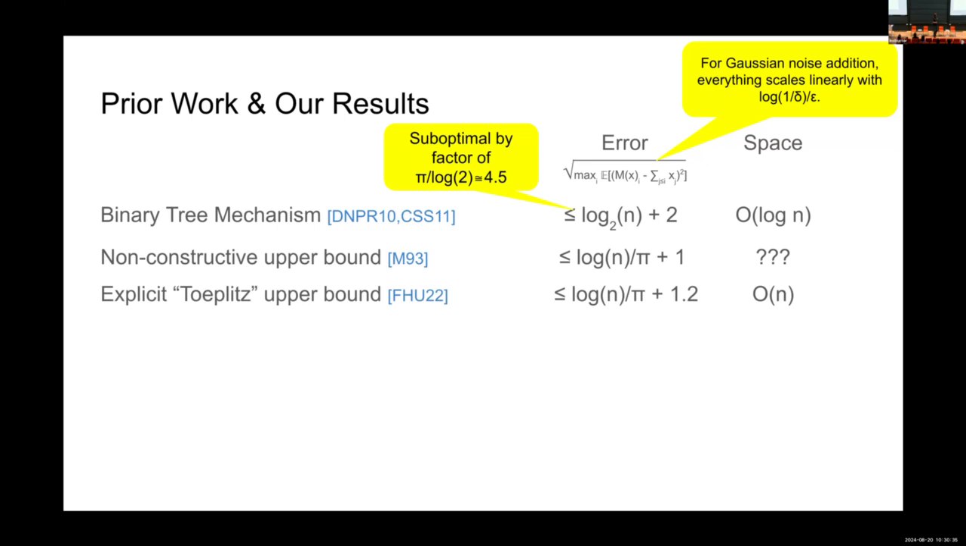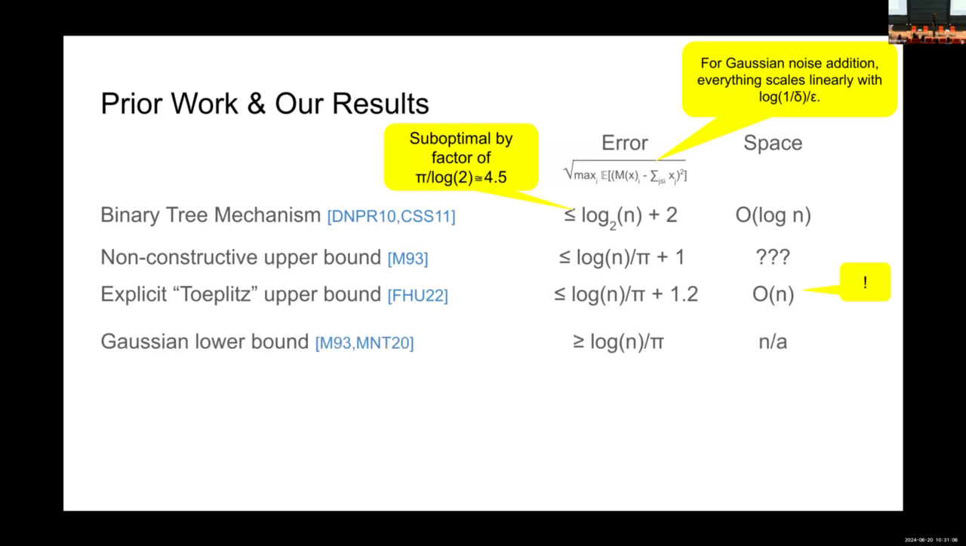There is a very nice explicit construction, which is close to the non-constructive upper bound. This is a very recent work by Fichtenberger, Henzinger, and Jalaj Upadhyay, who is there. That's going to be the basis for our work. The problem with this is that there's no obvious way to turn this into a streaming algorithm. You'd have to have linear space, keeping track of the entire input.